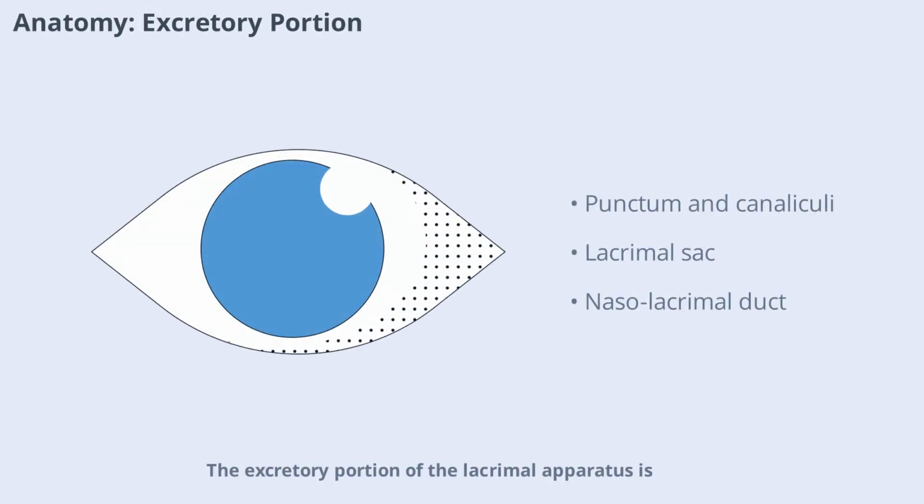The excretory portion of the lacrimal apparatus is responsible for draining tears away from the eye. This system includes the punctum, canaliculi, lacrimal sac, and nasolacrimal duct. Tears produced by the glands are spread across the eye and then collected at the inner corner where they enter the puncta. From there, they travel through the canaliculi into the lacrimal sac and finally drain into the nasal cavity via the nasolacrimal duct. This drainage system ensures that excess fluid is efficiently removed, preventing overflow onto the face.